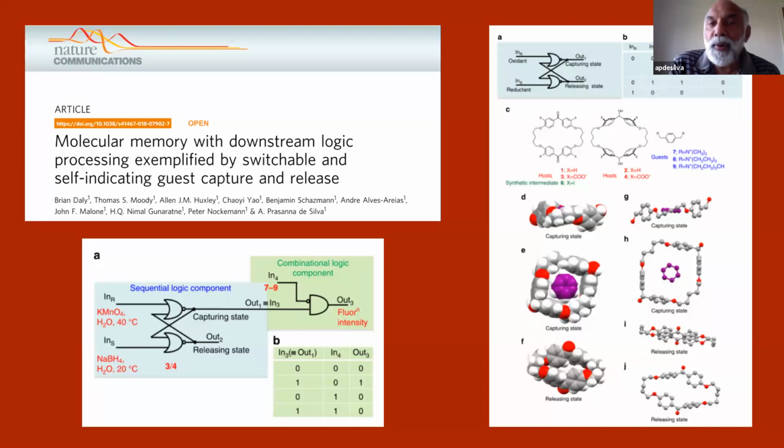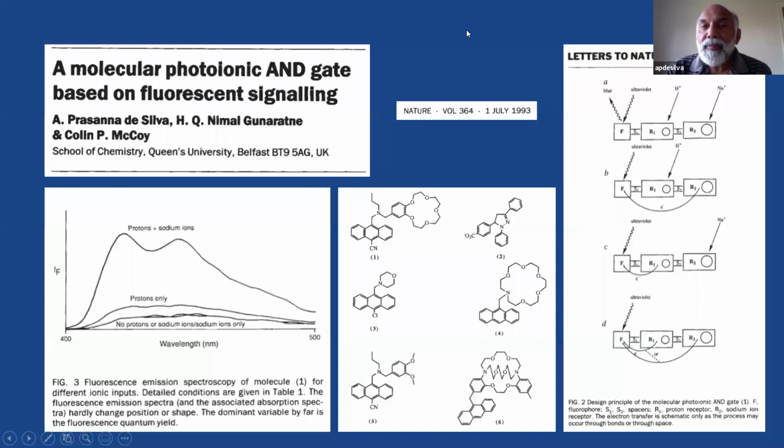And Nimasha, can you go back to maybe 2 papers? Go back, please. And that's Nimal Gunaratna, this one. Maybe it's important to show you this also. This was the paper which started a field. So molecular logic based computation. Over 1,000 labs in the world do this now.